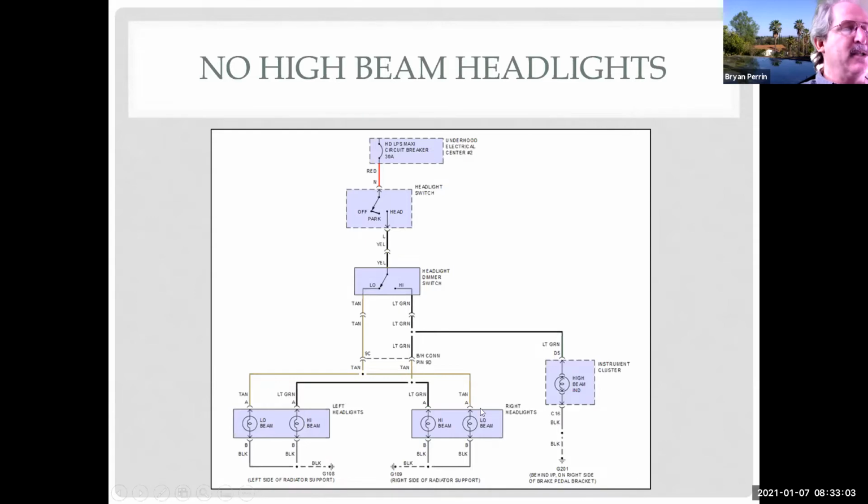So the problem has to be either we have two bad light bulbs, or there's a problem somewhere between this splice and the light bulb. So it could be at our bulkhead connector right here, and it tells me which pin it is, 9D. Maybe I have a melted pin or something in the connector. Maybe I have two bad light bulbs.